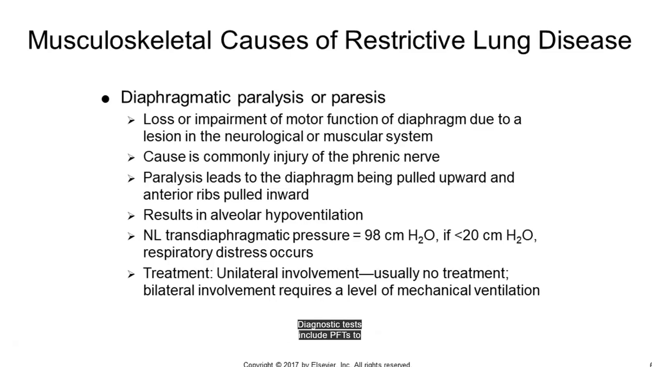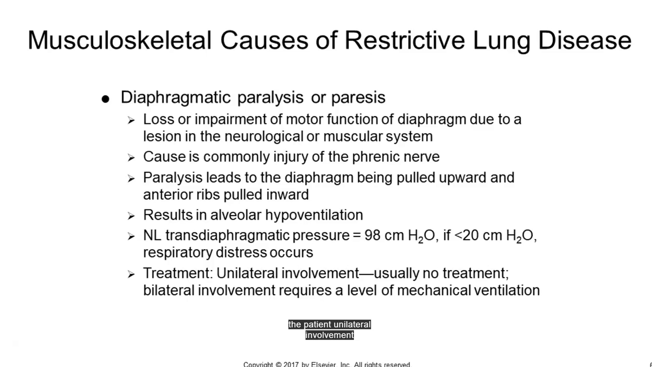Diagnostic tests include PFTs to assess flow rates, fluoroscopy, CT scans or ultrasound, or chest X-rays which show an elevated hemidiaphragm. Electromyography can be used to directly assess the muscle electrical activity. The diaphragm contractile force measurement is a direct way of measuring transdiaphragmatic pressure by using a probe with a double balloon, esophageal and gastric. Normal transdiaphragmatic pressure is greater than 98 centimeters of water, but pressures below 20 centimeters of water will present as respiratory distress in the patient.